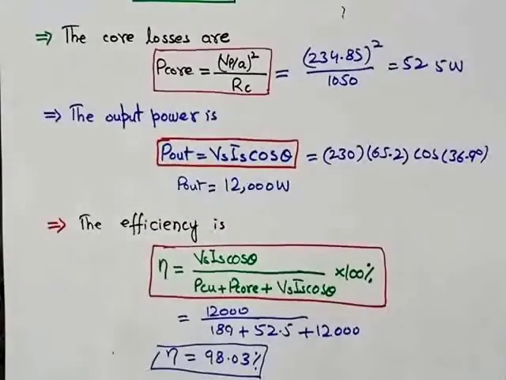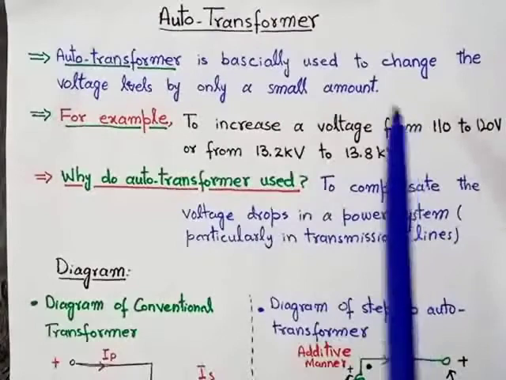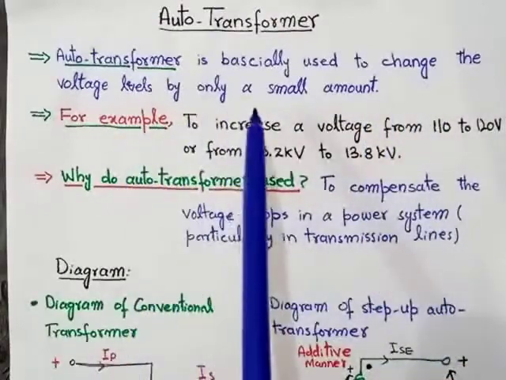So the numerical is complete. Now we will discuss the autotransformer. An autotransformer is basically used to change the voltage levels by only a small amount.